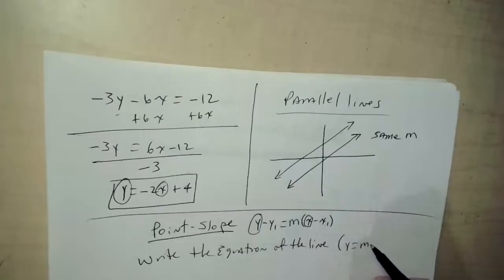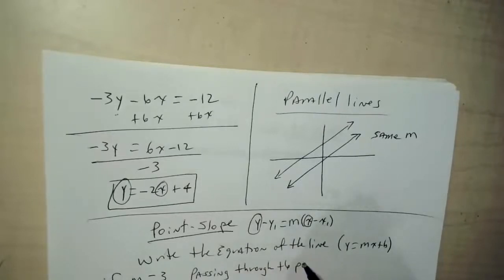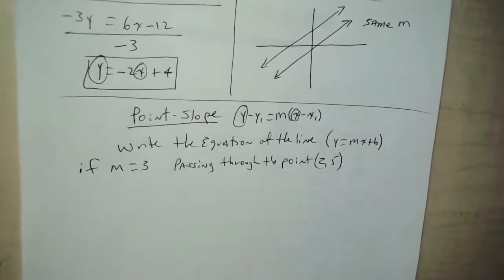Now remember, the equation of the line is y equals mx plus b. Write the equation of the line if the slope is 3, passing through the point (2, 5).